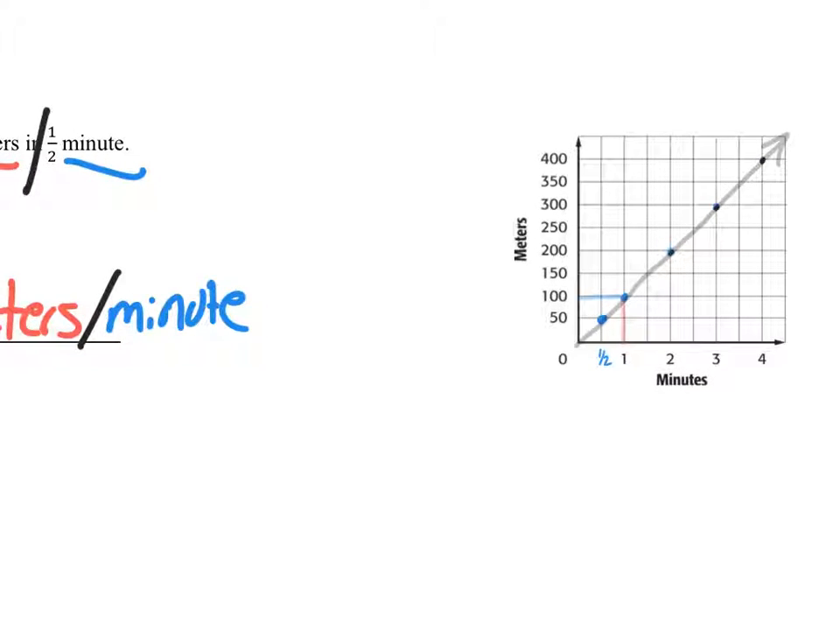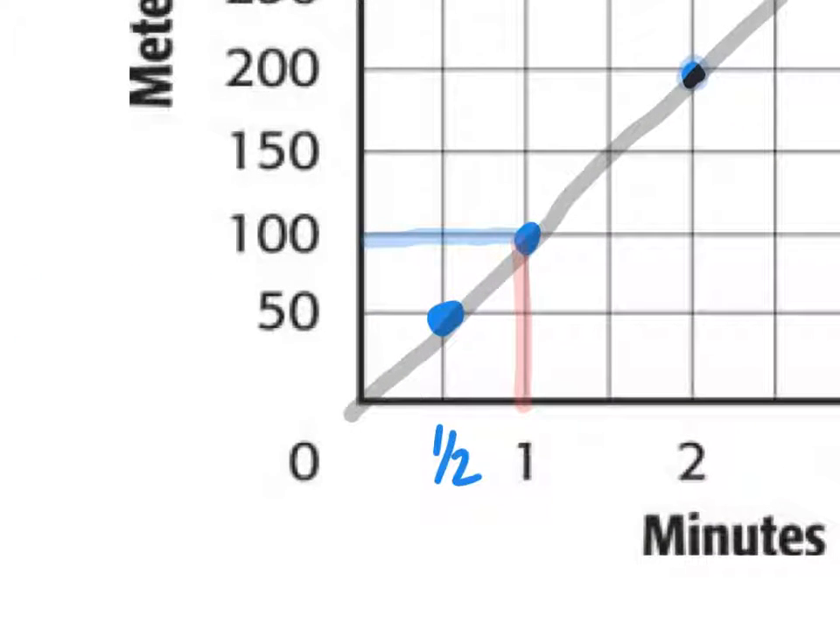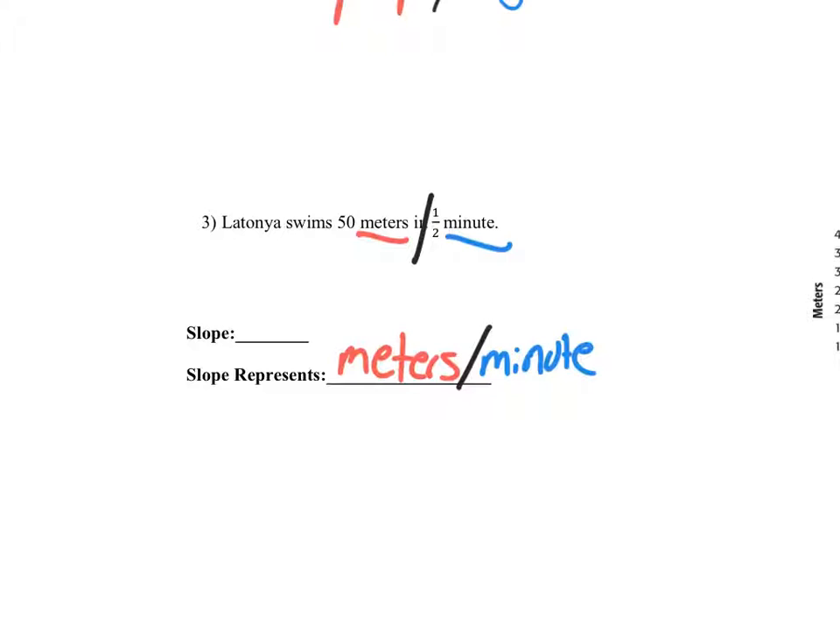So because we had that, what I marked right here, the 100 meters in 1 minute, my slope is 100 meters in 1 minute, or just 100 meters per minute. So this simplifies to just 100.